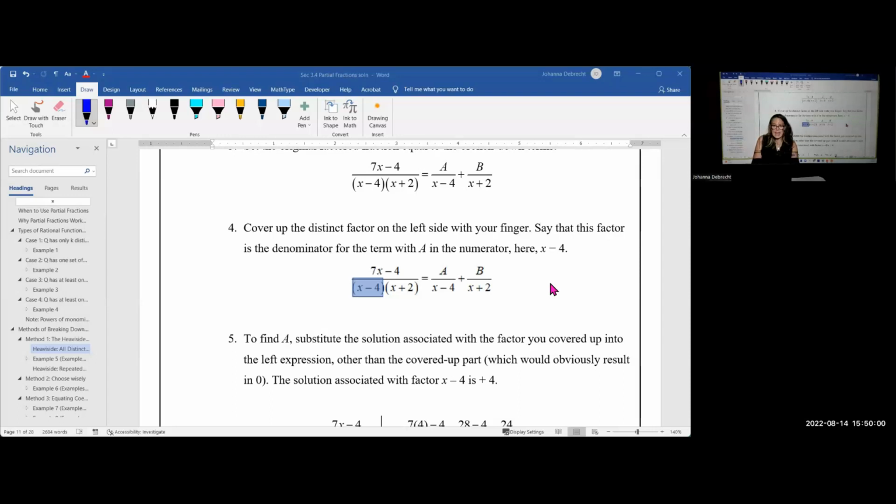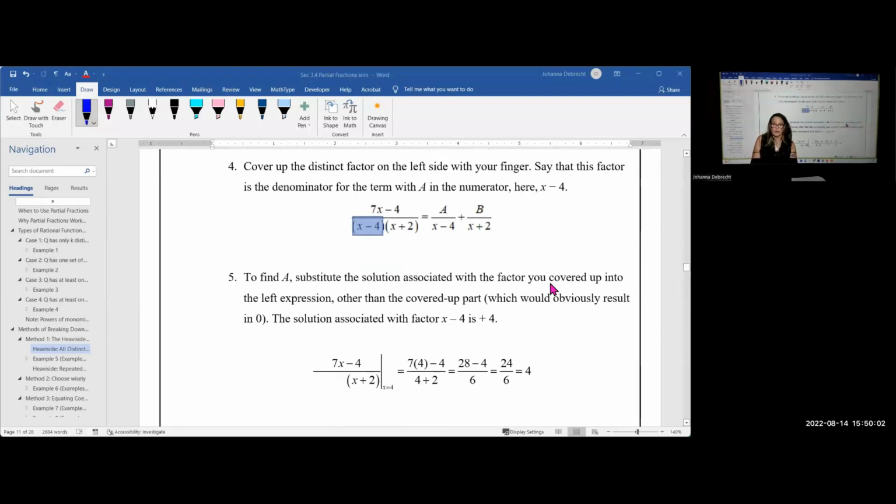To find A, which is the numerator of the factor we covered up, right? So x minus 4 is what we covered up, and its numerator is A. To find A, we're going to take the solution associated with that factor. If the factor is x minus 4, setting it equal to 0 and solving gives us x equals 4. We're going to take that 4 and plug it into the expression that's on the left side, except for the part we covered up.